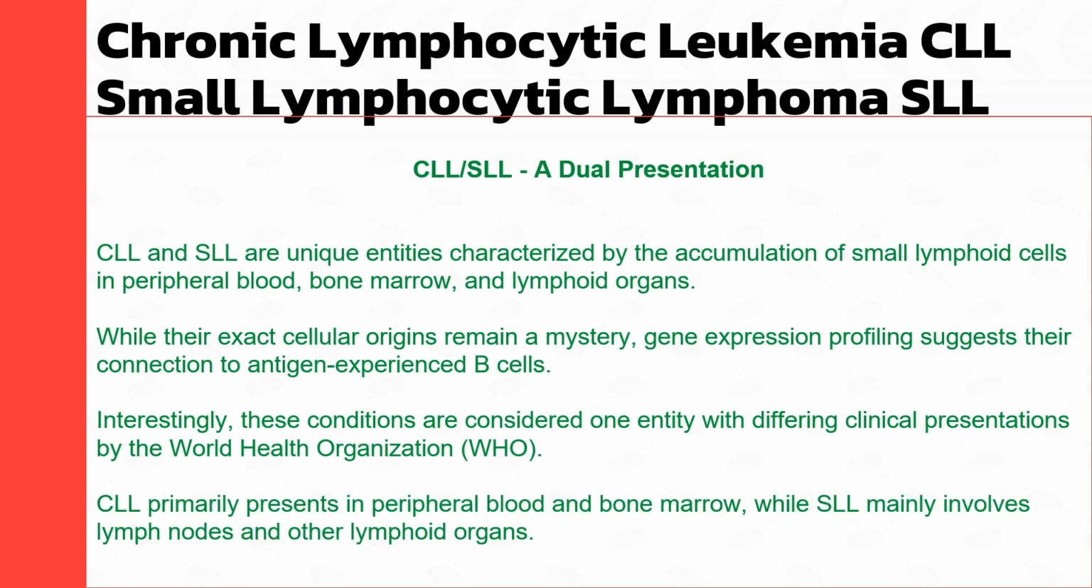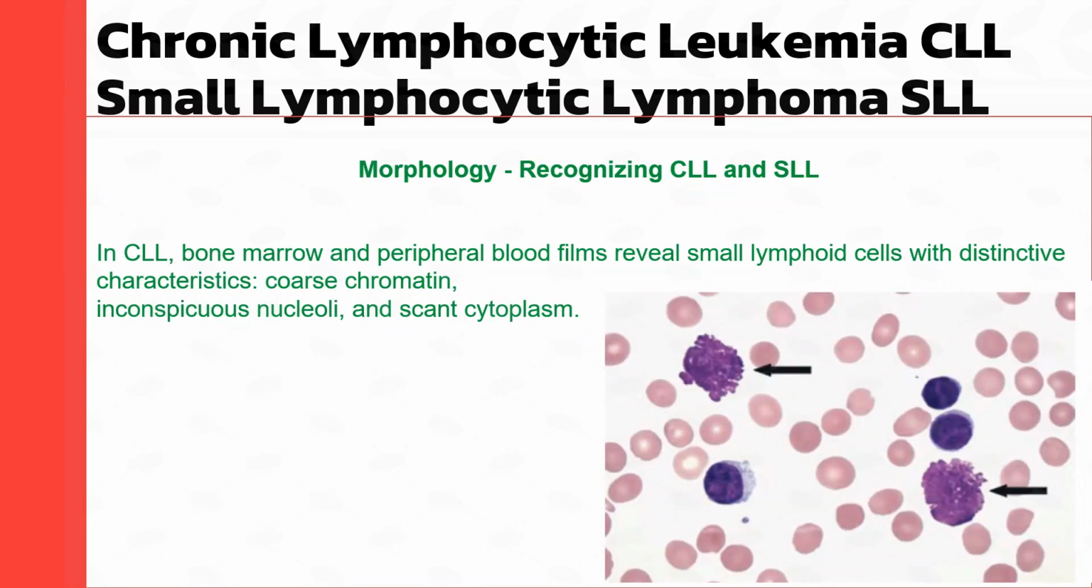CLL primarily presents in peripheral blood and bone marrow, while SLL mainly involves lymph nodes and other lymphoid organs. In CLL, bone marrow and peripheral blood films reveal small lymphoid cells with distinctive characteristics, coarse chromatin, inconspicuous nucleoli, and scant cytoplasm.